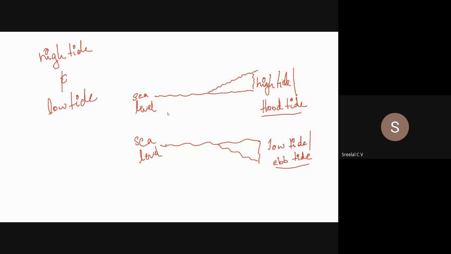For that we are introducing a term known as tidal basin. Okay, we are introducing a term tidal basin.